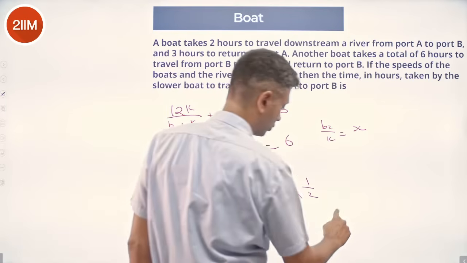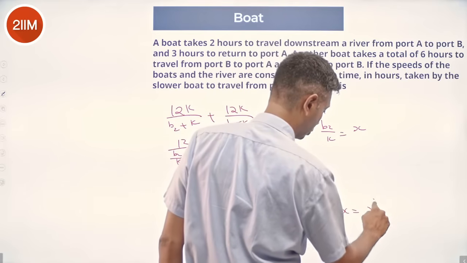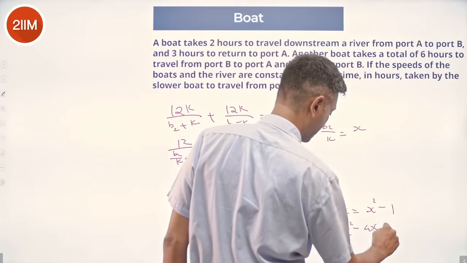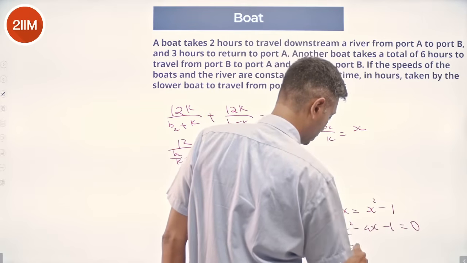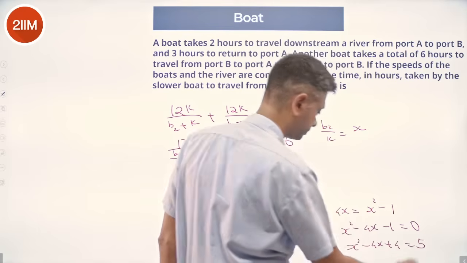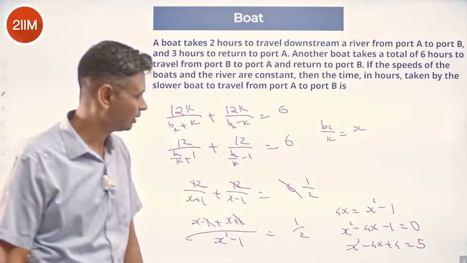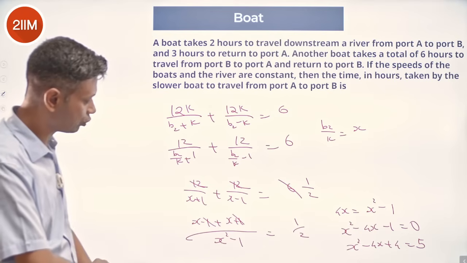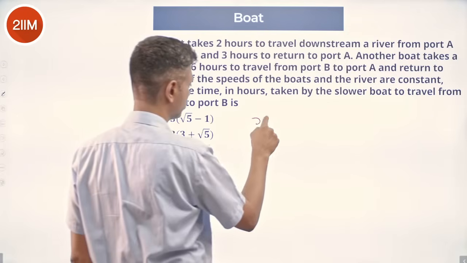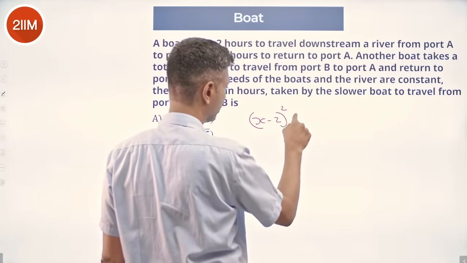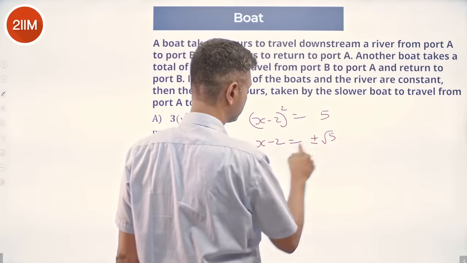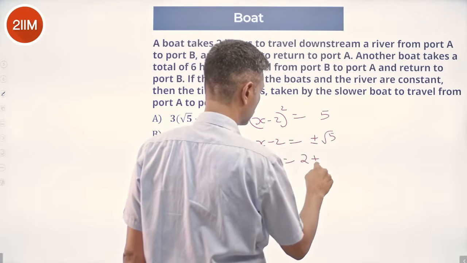2x, 4x, so 4x equals x square minus 1. x square minus 4x minus 1 equal to 0. x square minus 4x plus 4 is equal to 5. We solve this, we can get x. So x square minus 4x plus 4 equal to 5, or x minus 2 the whole square is 5. x minus 2 is plus or minus root 5. x is 2 plus or minus root 5.